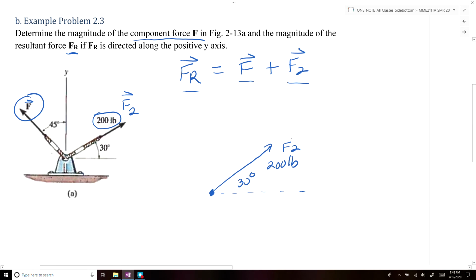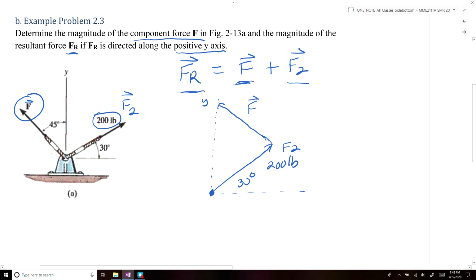We know that our resultant force, F of r, acts along the positive y-axis. So we're just going to draw a dotted line for now along the positive y-axis, and F of r will go somewhere along that dotted line. Where it ends, we don't know quite yet. The last part is to draw the direction of our unknown force F, which will start at the end of F2 and end somewhere along the y-axis.